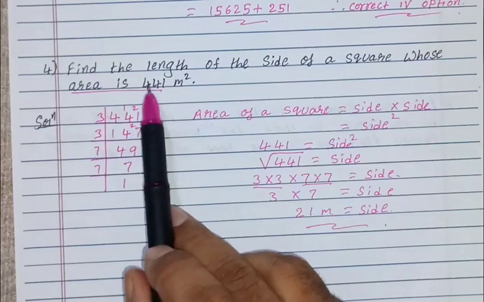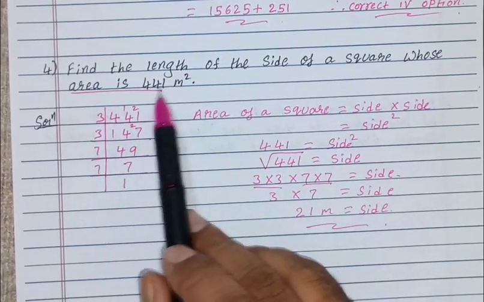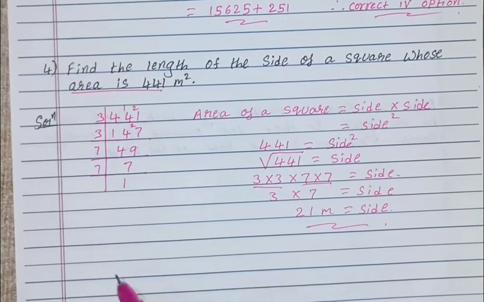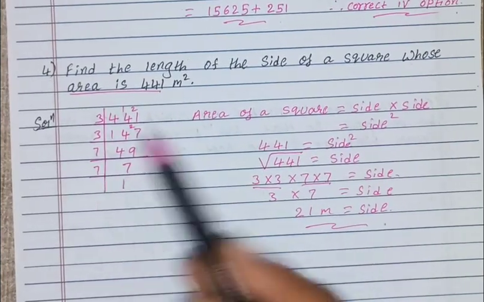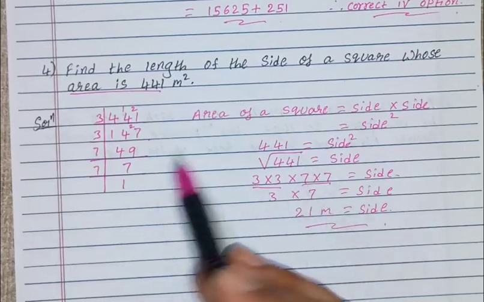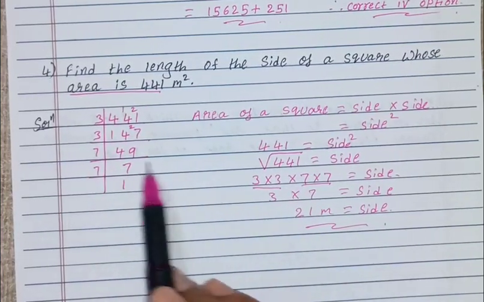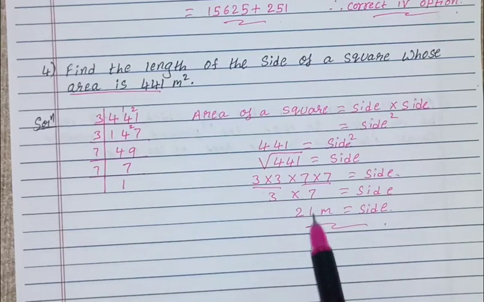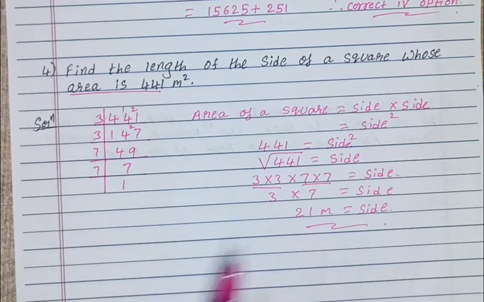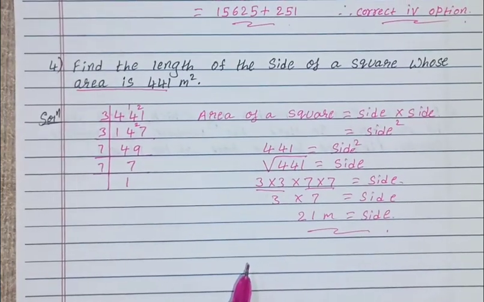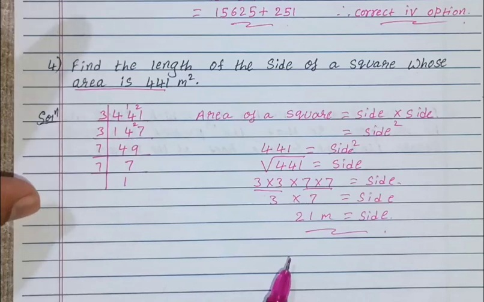So what he asked you: find the length of the side of a square whose area is 441. I have done the factors at the start itself, right? If you want, you can do it while solving also, you can do it both ways. Then consider this value, find out the pairs, and you will get the value. Okay children, I hope you understood the problem, and I promise that the third and fourth problems' other shortcut ways I will show you.